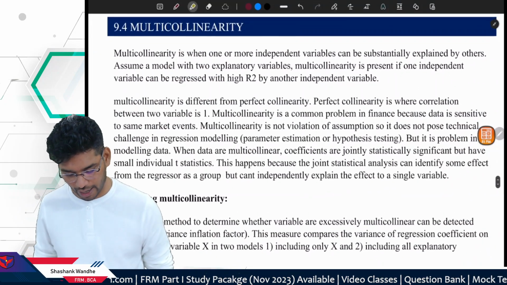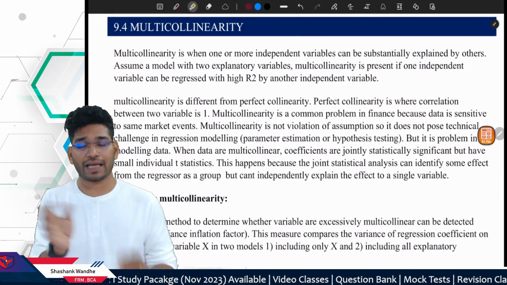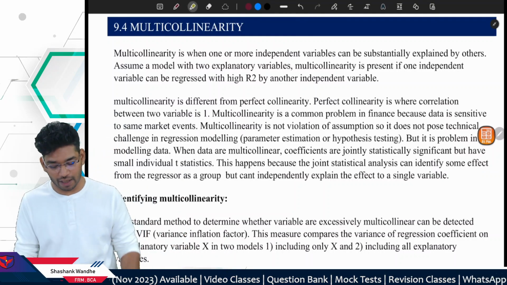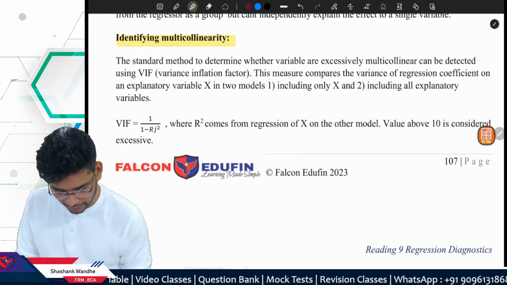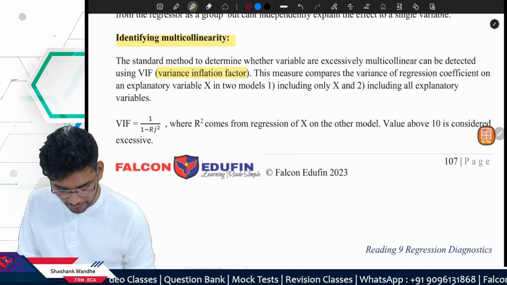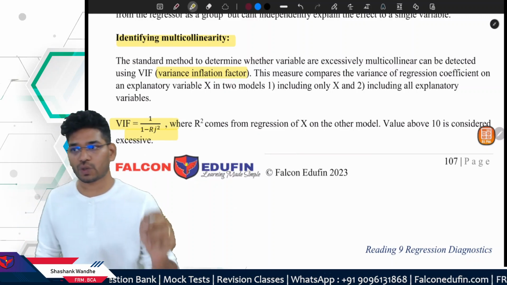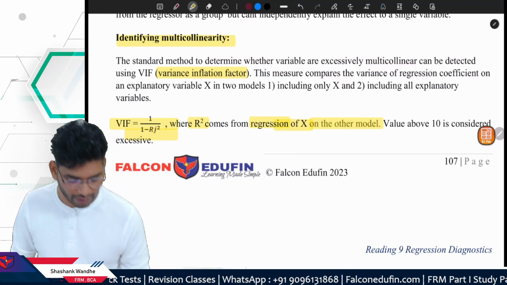Then we have multicollinearity. Multicollinearity means the variables are highly correlated. The explanatory variables x1 and x2, or x1 and x3, or x2 and x3 are correlated, and this is our problem. Now, how to identify multicollinearity in the model? By the variance inflation factor. You have to use this formula: VIF equals 1 divided by 1 minus Rj squared, where R squared comes from the regression of x on the other variables.